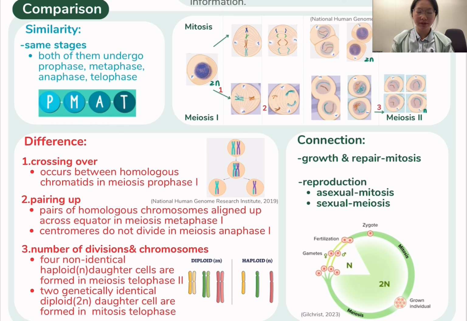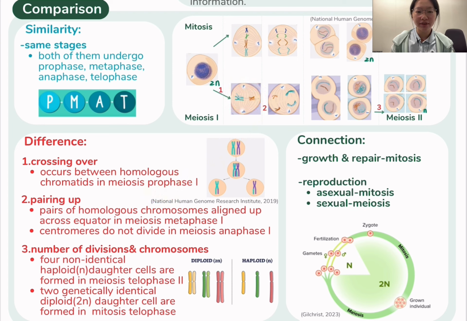Then for the metaphase. In mitosis, chromosomes line up across the equator of the spindle in a single line, while for meiosis in metaphase 1, similar to that of mitosis, chromosomes are in the middle as well, but they are going to be in pairs. They're not in a single line. That is the second difference.